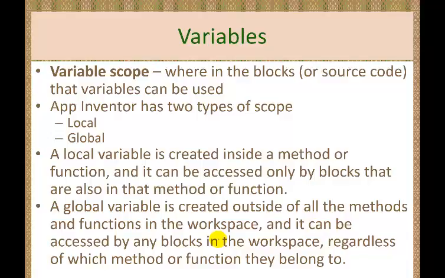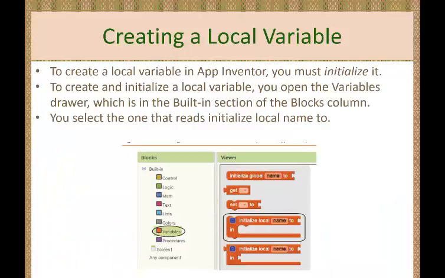A global variable is created outside of a method, and it can be accessed by many methods and functions, and it exists as long as your program is executing. So to create a variable, you notice we also have a variables drawer. And here is how you would create a global variable. Now I want you to notice there are no notches here, so this stands alone outside of any other block. And here's how you create a local variable. There are notches, and this must sit inside a function or an event handler.